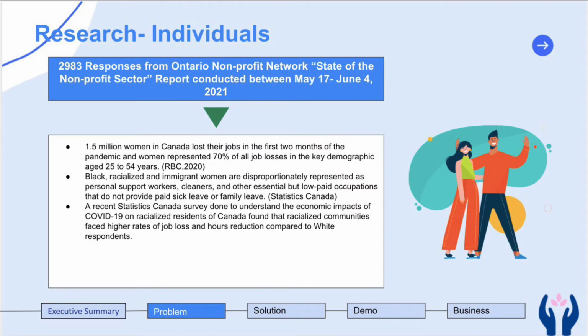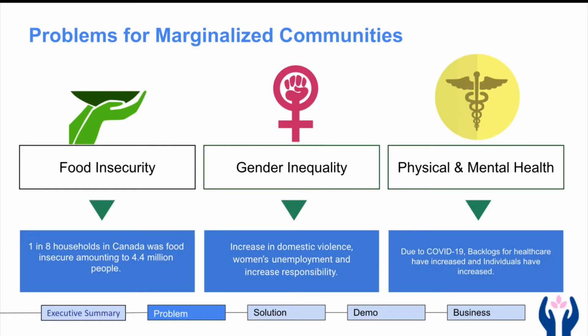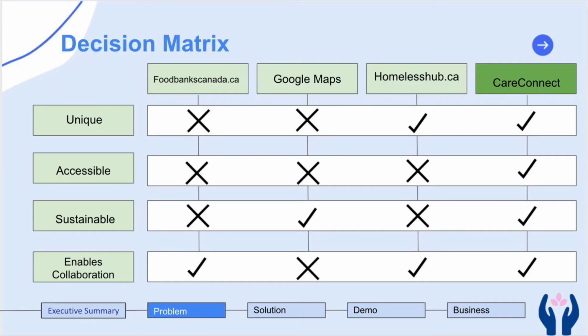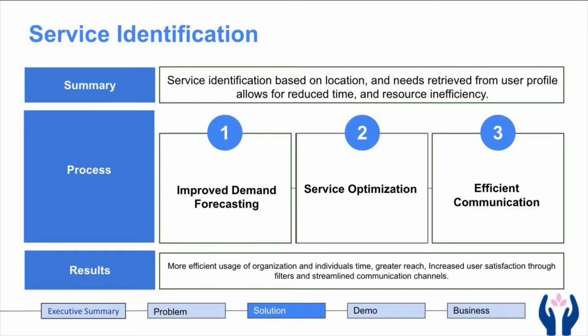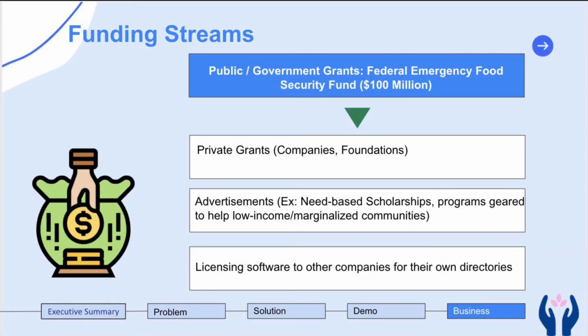Women in marginalized communities were impacted more by the pandemic, experiencing increased amounts of domestic violence, job loss, social injustice, and food insecurity. Our site provides a clear depiction of service and contact info for community organizations, optimizing service and communication. Revenue streams are public and private grants, ads and licensing.